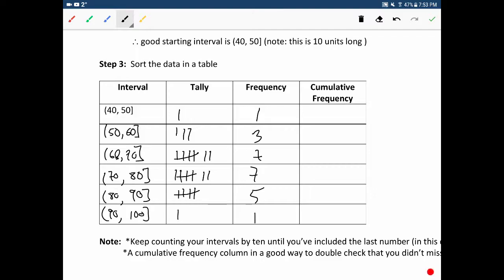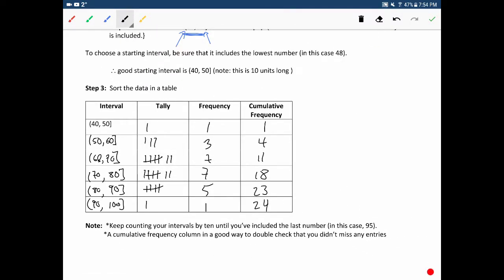So now it's a good idea to go through and just total them up. So we say, well, at this point there was 1, and then there were 3 more, which makes 4. Then there's 7 more, which makes 11. 7 more, which makes 18. 5 more makes 23, and 1 more makes 24. And there we go. All right, so we've got it all in a table, and we're good to go.